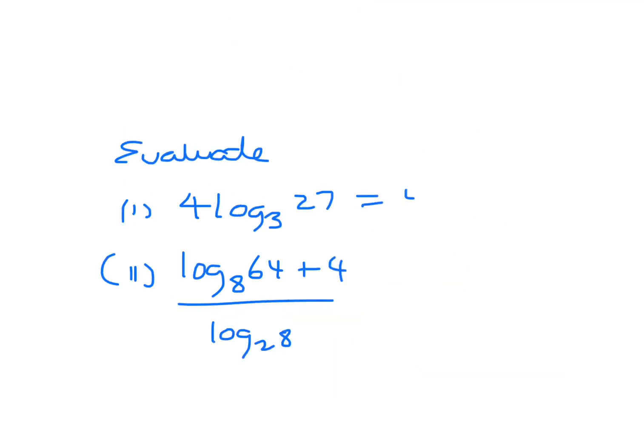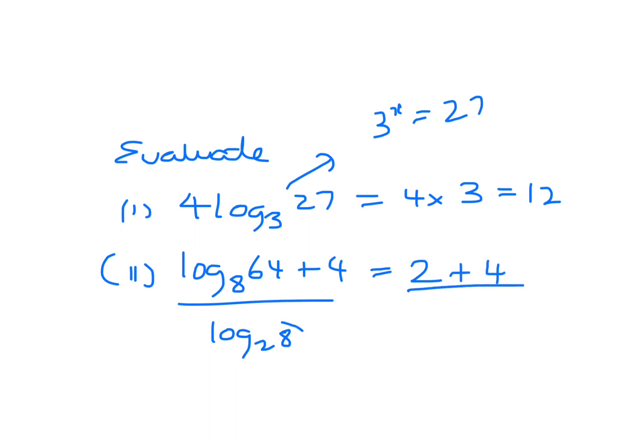Okay, so this is 4 times log base 3 of 27. So what do you raise 3 to give 27? That's just 3. So you could do it a quick way. Well, 3 to the x is 27, so 3 to the 3 is 27, so that's 12. So for this one here, 8 to the power of what is 64, so you get 2 over 4, and the bottom is 2 to the power of what gives you 8, 2 to the power of 3. 4 plus 2 is 6, 6 on 3 is 2.